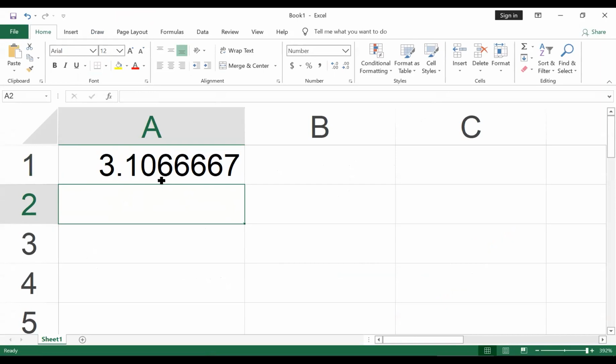Jumped ahead of myself. Bad, Dr. White. Keep the 3, keep the 1, keep the 0. Use the 6 to round off. Is that 5 or higher? Yes. Past the decimal, all this gets dropped. This gets increased by 1, from 0 to 3.11.